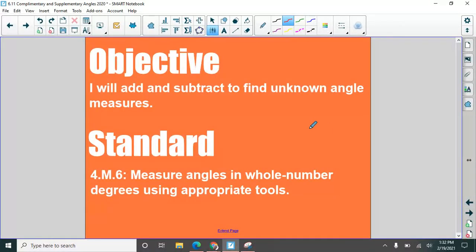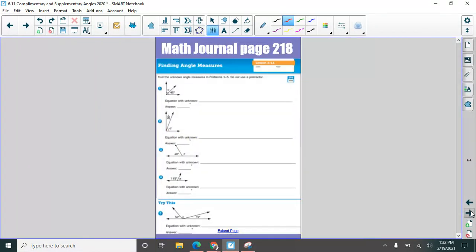All right, there's that goal. We're working to add and subtract to find unknown angle measures. We're measuring angles, but we're using different tools than we did before, right? We used a protractor like a physical tool. Now we're using kind of a shortcut method where we can look at supplementary angles and complementary angles.